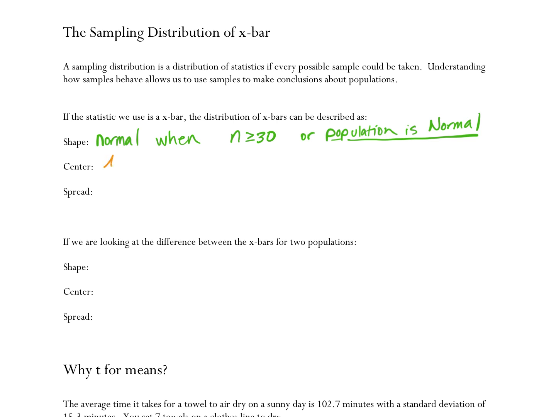The mean of our X bars is the population mean. And like we said on the previous page, the standard deviation of the X bars is sigma over the square root of n. Okay, and similarly, if we're talking about the difference between two X bars of different populations, we're going to do X bar A minus X bar B.